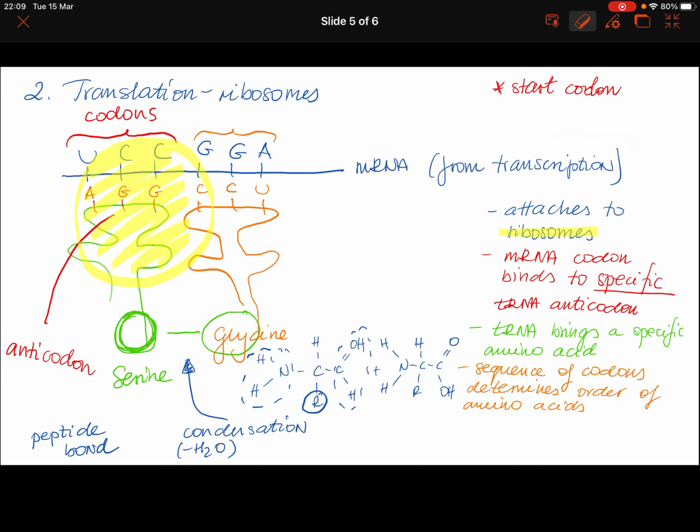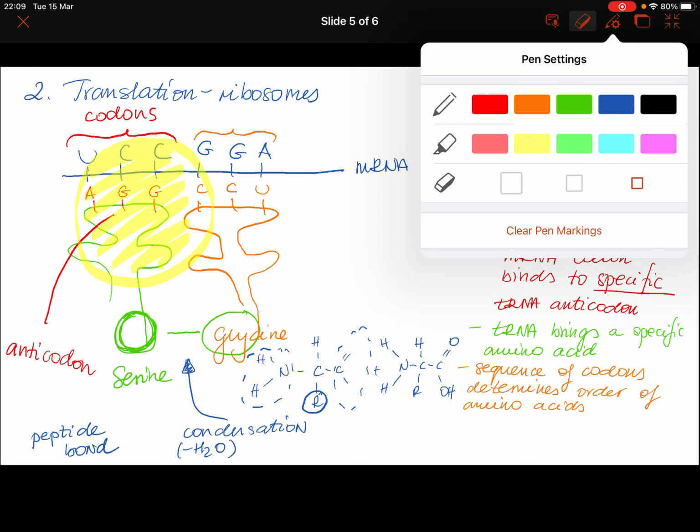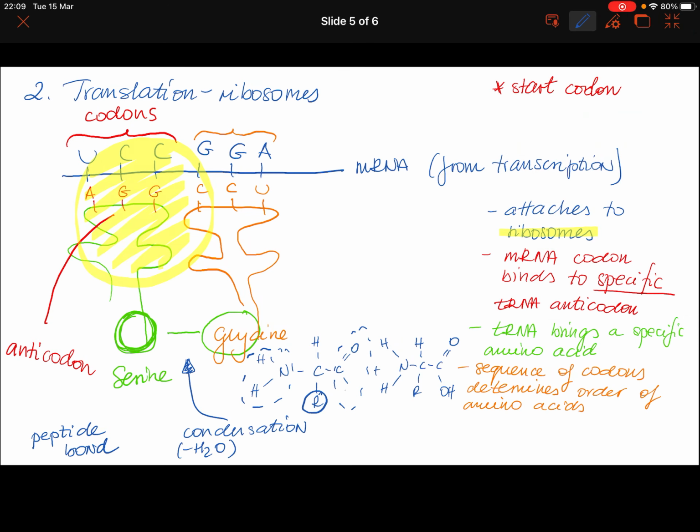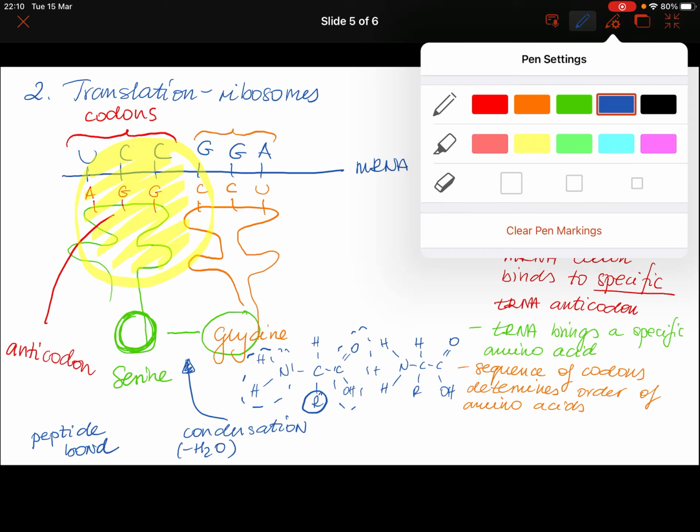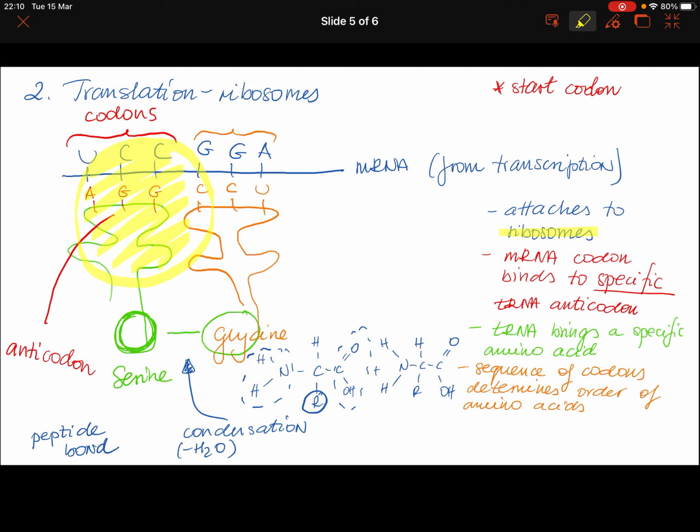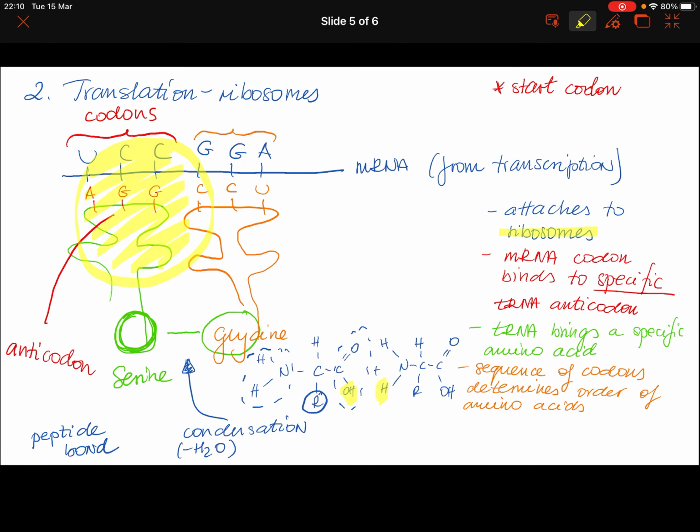Sorry, I've made a silly mistake here, looking at the time, of course. Okay, we're joining those amino acids together, and of course we say it's a condensation reaction, which is the removal of water, where the water is lost from the OH group from the carboxyl group, and hydrogen from the amino group.